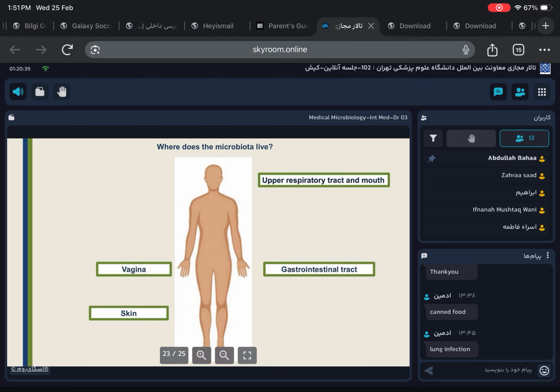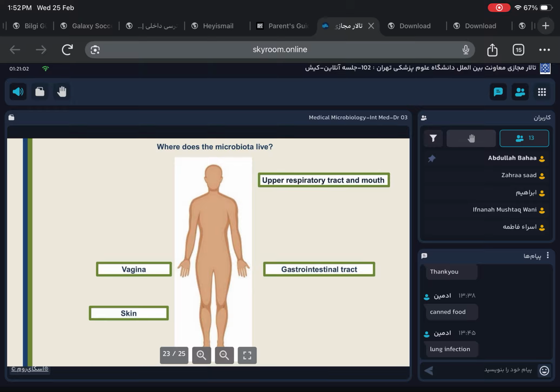The microbiota in the human body live in the upper respiratory tract, in the mouth, in the vagina, on the skin, and also in the gastrointestinal tract. The microorganisms that we have in our gastrointestinal tract are very important. They do different functions.